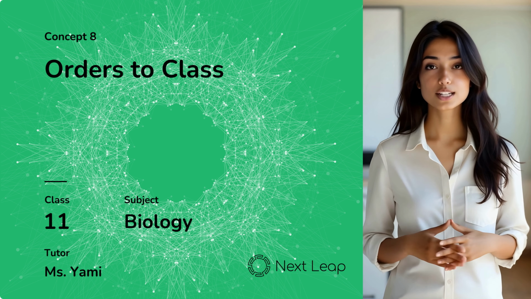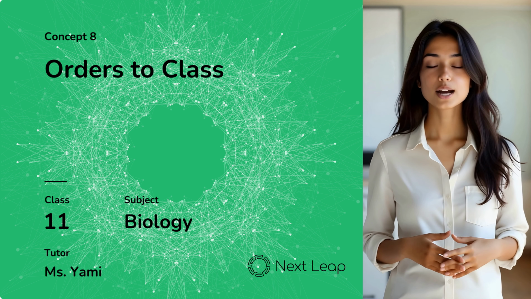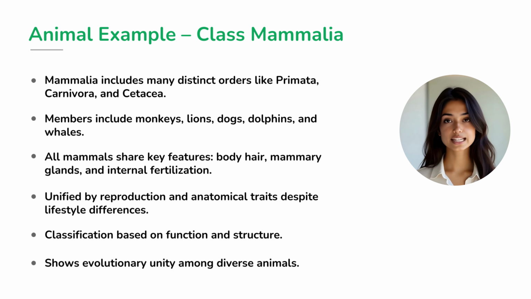At this level, we begin to appreciate not just individual traits, but the deeper patterns that shape entire branches of life. Let's take an example you're likely familiar with: Mammalia, the class that includes all mammals. This group brings together a variety of orders like Primata, which includes monkeys, apes, and humans, Carnivora, which covers lions, tigers, and dogs, and Cetacea, which includes dolphins and whales.